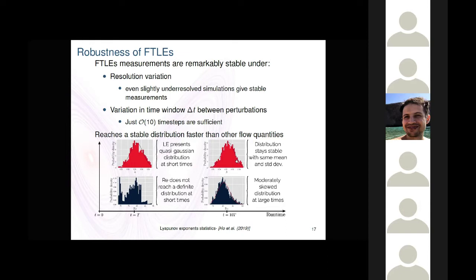And this is interesting because we observe that there is a very clear relation between the Lyapunov exponent and the Reynolds number. Not only the mean, but also the variance has some relation with the Reynolds number. So we can estimate these quantities just by measuring the Lyapunov exponent, much faster than measuring the Reynolds number fluctuations.